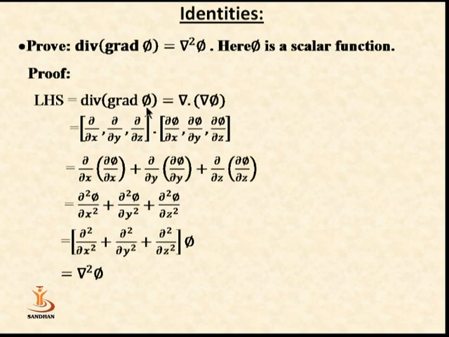Thus in this example, the scalar function is converted by the gradient into a vector function, and again the divergence converts this function into a scalar function. So ∇²φ is again a scalar function. Now this is the right hand side. Thank you for my lecture.